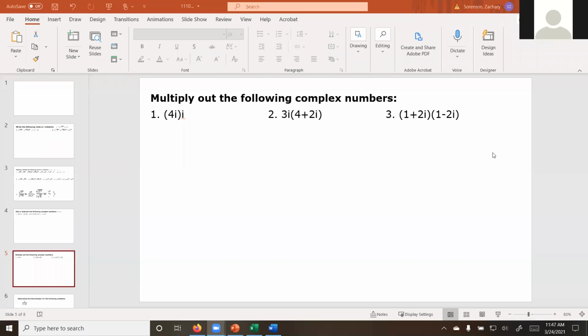Okay, so we went through kind of an introduction of imaginary numbers. We did adding or subtracting complex numbers. So we're going to continue into multiplying and dividing complex numbers.